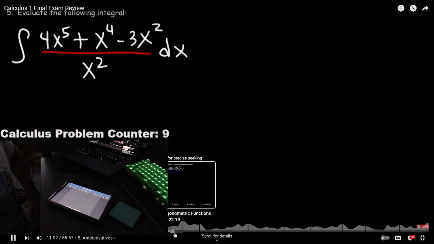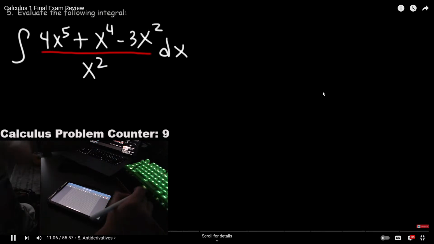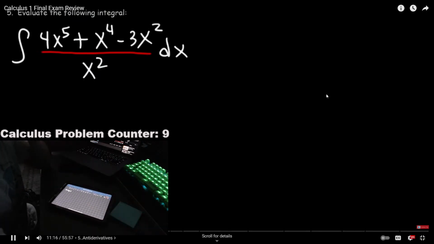Now these problems may seem simple to you, but they will get harder as we progress in this video. But let's start with this one. So how can we evaluate the following integral? What is the antiderivative of 4x to the 5th plus x to the 4th minus 3x squared over x squared dx?